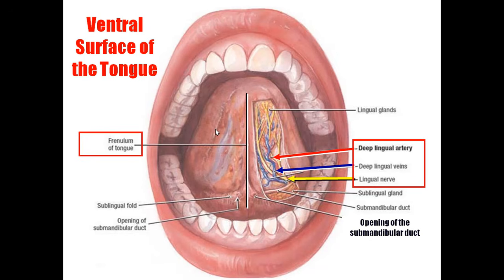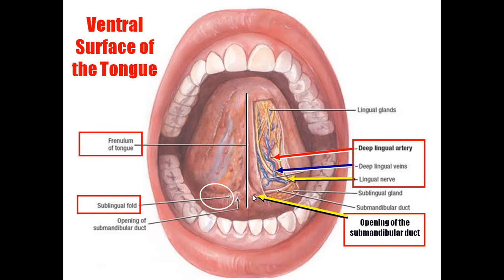Then the fimbriated fold, this one, and then the sublingual fold formed by the sublingual salivary gland and the openings of the sublingual ducts. And then this opening on each side of the frenulum is the opening of the submandibular duct.